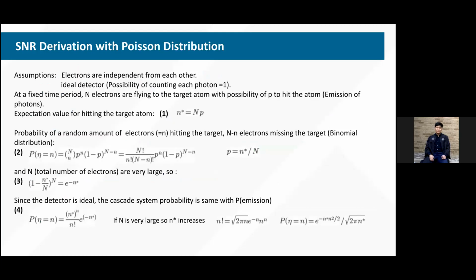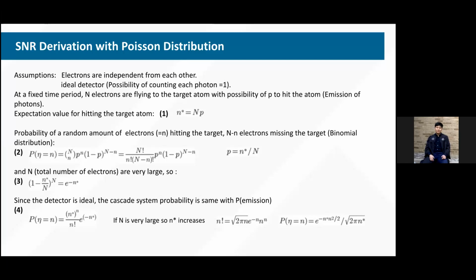Okay. Before we go to simulations and the model we use, I will briefly go through the mathematical derivation, the key steps involving our models. There are two key assumptions we made. The first one is that the electron has independent probability, especially when hitting the target atom for photon emission. The second one is ideal detectors. That means every photon it encounters, it will count efficiently.